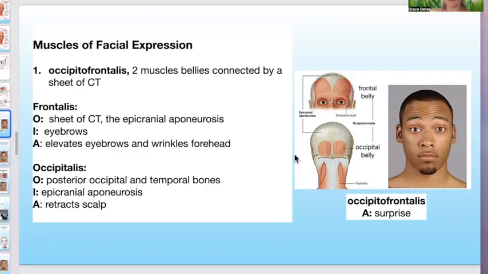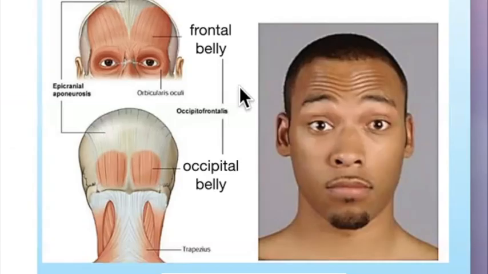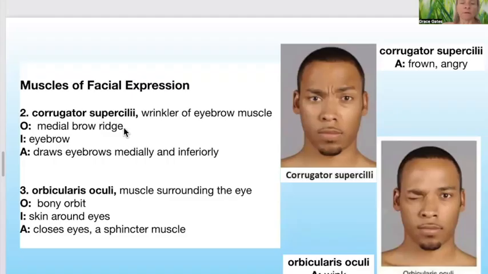wrinkling the forehead. And here on the side, I have a picture, both of the muscles and also of the expression that the action of this muscle causes the face to make. And the expression here is one of surprise. The corrugator supercilii is the wrinkler of the eyebrow muscle. The origin is the medial brow ridge. The insertion is on the eyebrow.